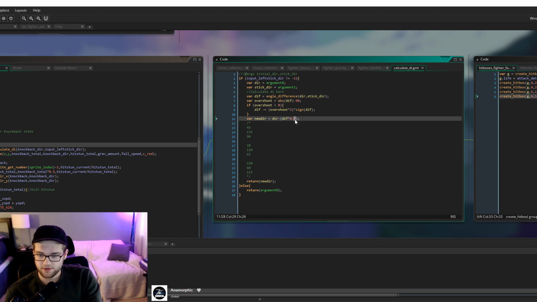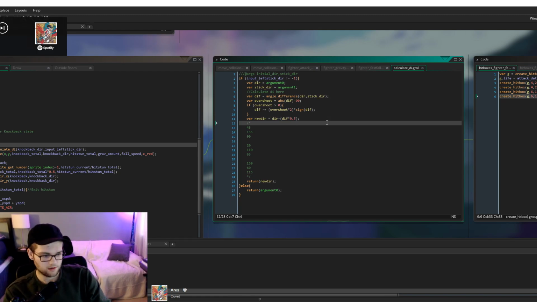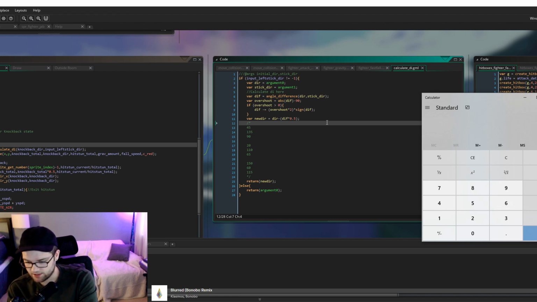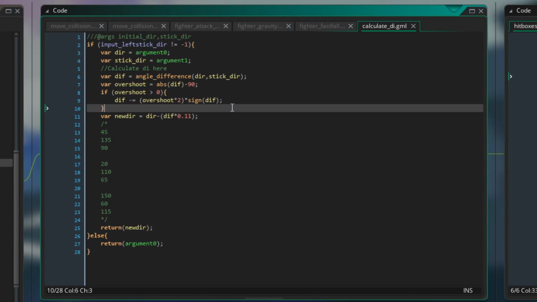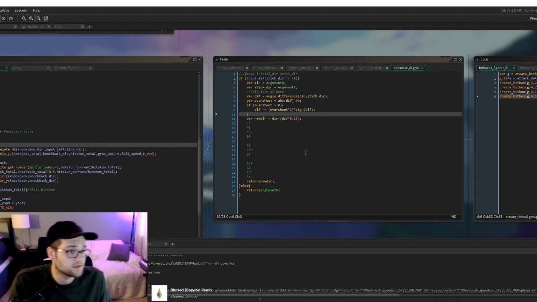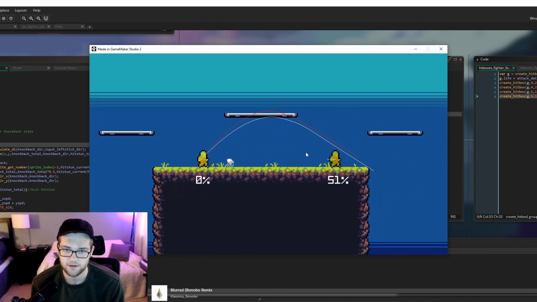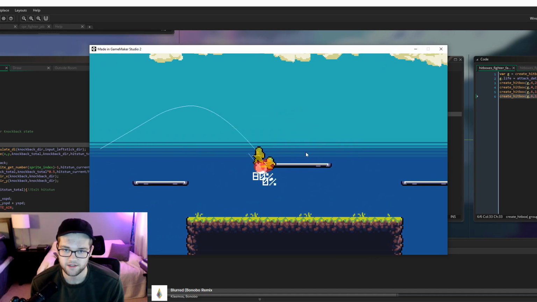Alright, well let's significantly reduce our DI here and see. What is 18 of 90? 11? Alright, let's see how this looks. This is Melee level DI. This looks really good. If they're holding in and I down to them, they go straight up. Alright, that's how that should work.